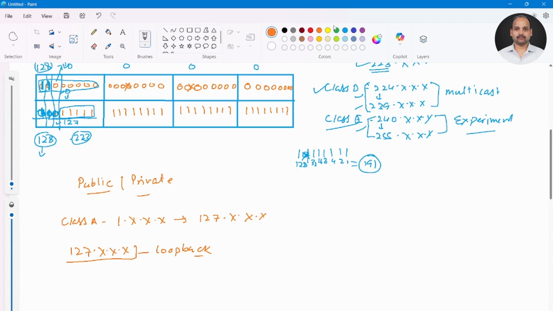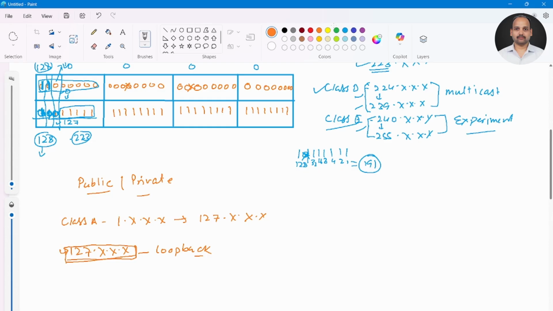The loopback address works when you start your system. Maybe you are not connected to a physical network, then your interface automatically assigns one IP to the system from this range.